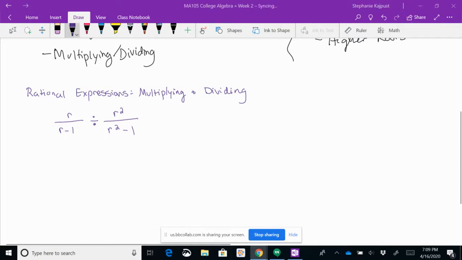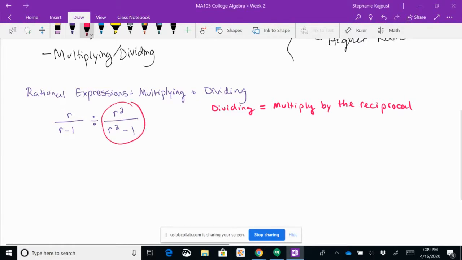So when we are dividing fractions, dividing is the same thing as multiplying by the reciprocal. And so the reciprocal of a fraction is you're just flipping what is top and what is bottom. So we always flip what's after the division sign. So we're going to be flipping this r squared over the r squared minus 1. So that is our first step.